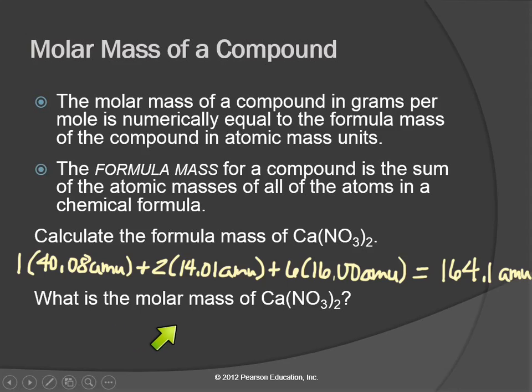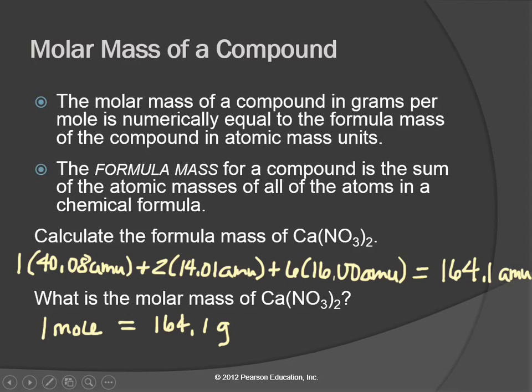Next question, what is the molar mass? 1 mole. Not 1 formula unit, 1 mole. 164.1 grams. So 1 mole of this compound is going to equal 164.1 grams. Because an atomic mass unit is just one Avogadro's number. There are Avogadro's number of atomic mass units in 1 gram. It's hard to say the other way around.